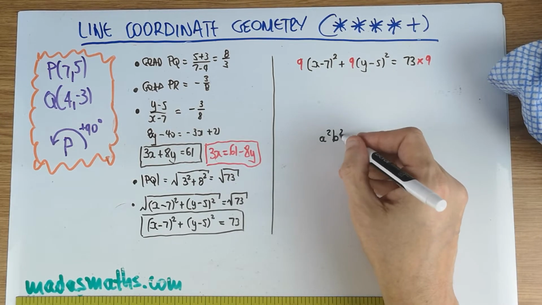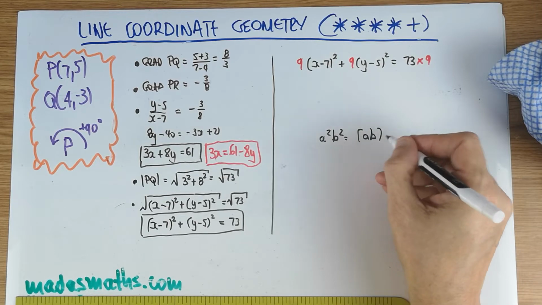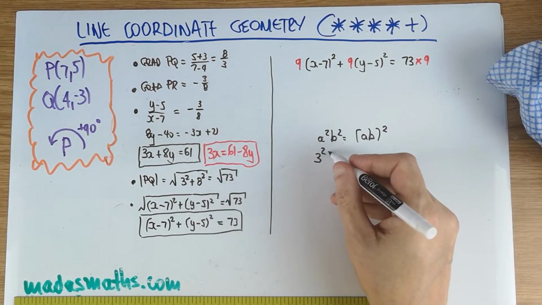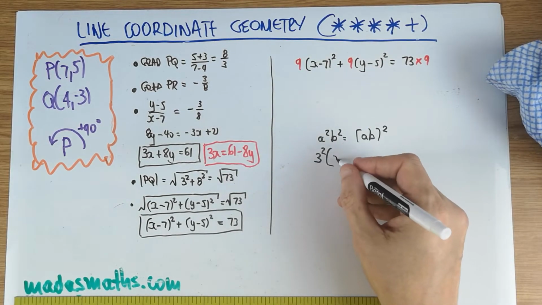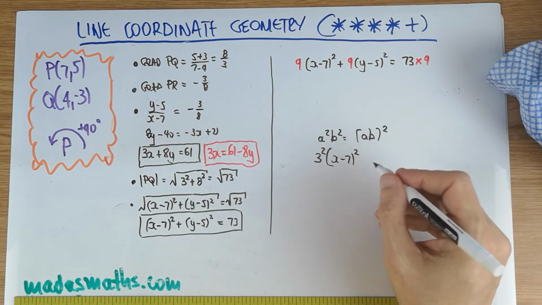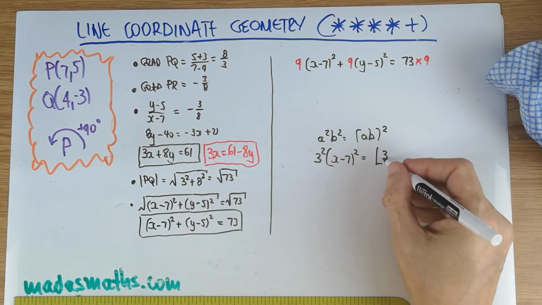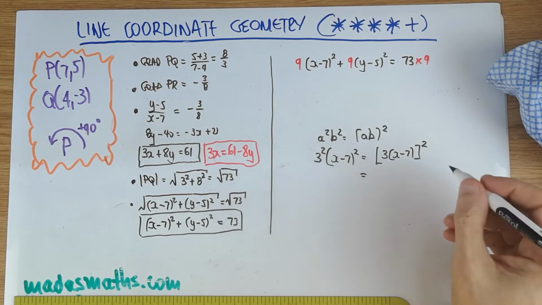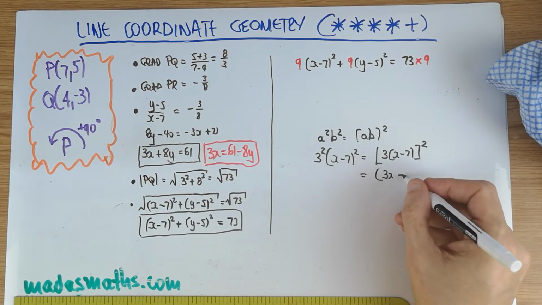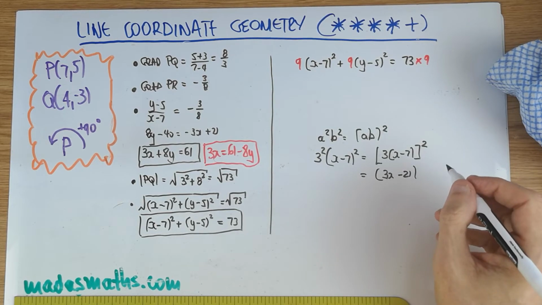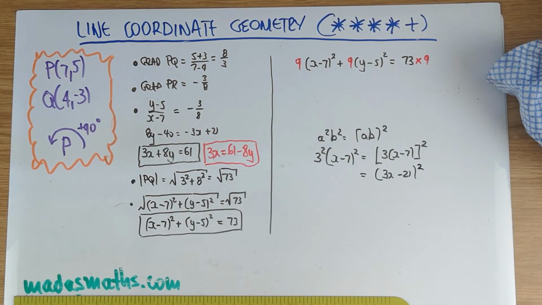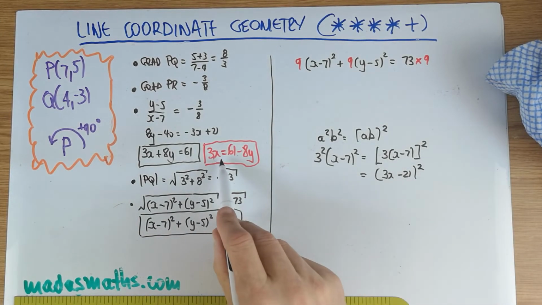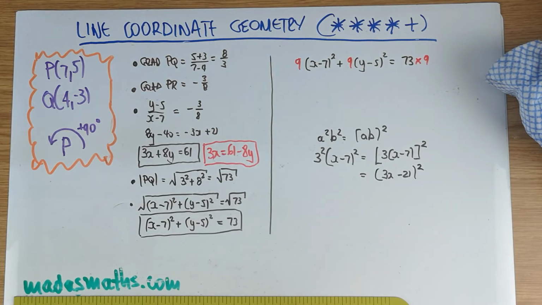a squared b squared is equal to, of course, ab all squared. So if you look at this written as 3 squared, the 9 that I've got at the front, x minus 7 all squared, I can write it as 3 bracket, x minus 7 close bracket all squared, which of course is going to be 3x minus 21 all squared. And then, of course, I put the 3x inside my bracket, and my 3x is 61 minus 8y.